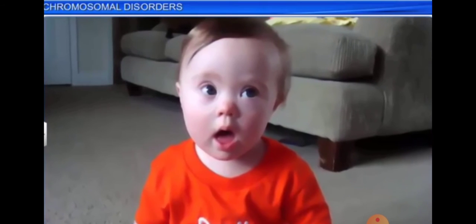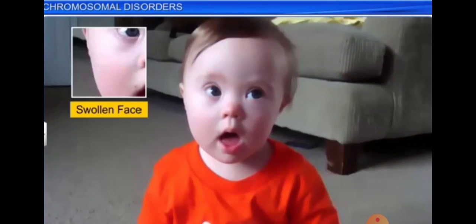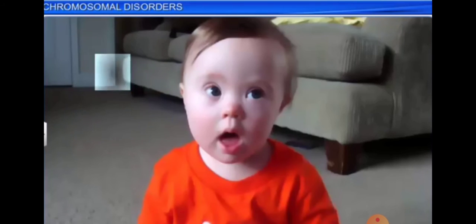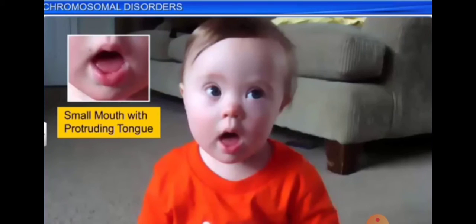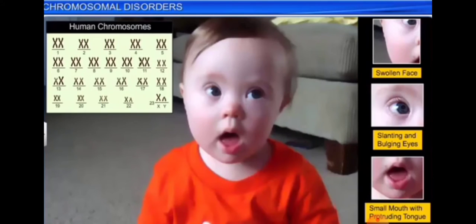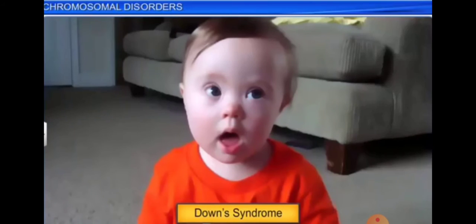Now, these are the chromosomal disorders. See, can you observe this child? The face is swollen, the eyes are stunted and bulging, and he has a small mouth with a protruding trunk. These are a few symptoms of the chromosomal disorder that is known as Down's syndrome.